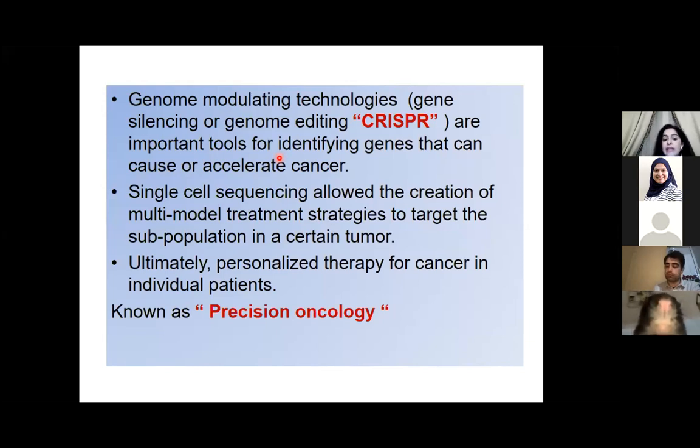So ultimately, personalized therapy for cancer in individual patients, so that every patient has his tailored personalized therapy based on the genetic knowledge of the tumor in this particular patient. This is what's called precision oncology, and this is particularly important to all oncologists.